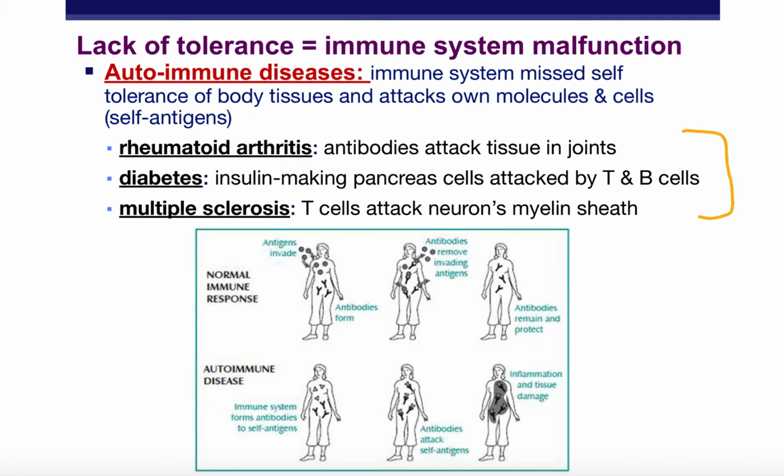And actually, a lot of the treatment for these diseases can sometimes suppress your immune system, which is why people who take these drugs for these diseases may be at higher risk for COVID-19.